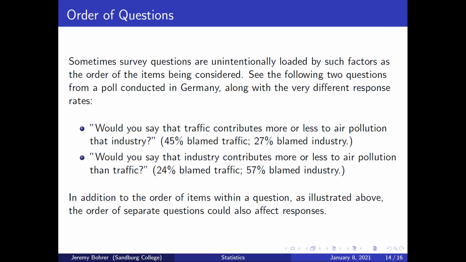On the other hand, would you say that industry contributes more or less to air pollution than traffic? 24% blamed traffic and 57% blamed industry. In addition to the order of items within a question, as illustrated above, the order of separate questions could also affect responses.